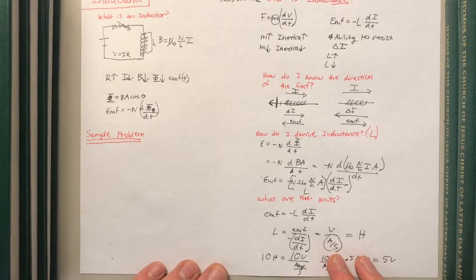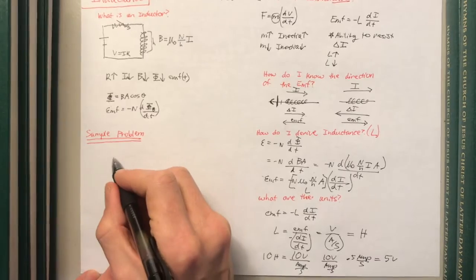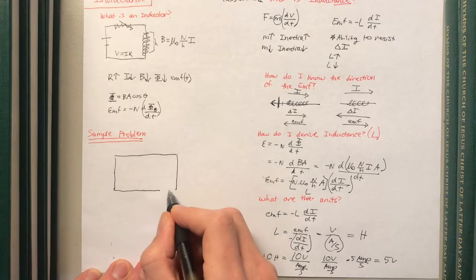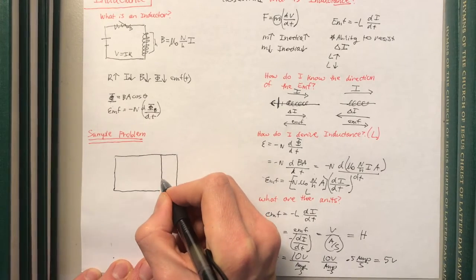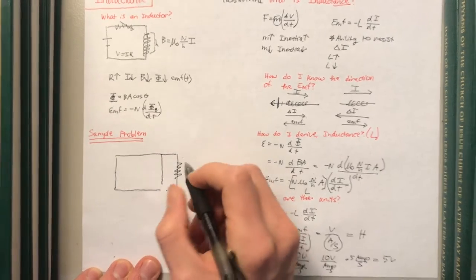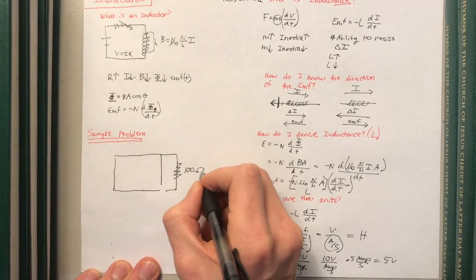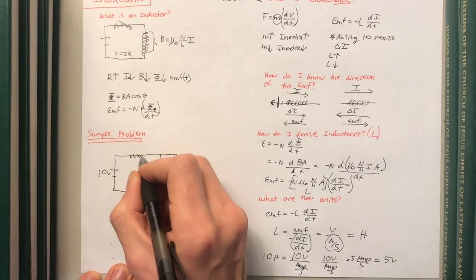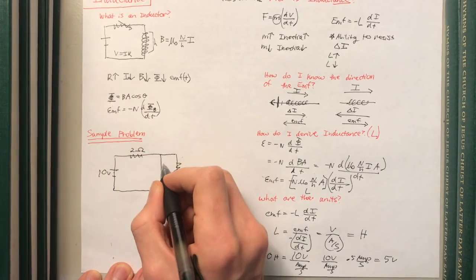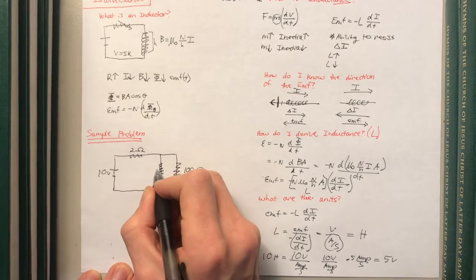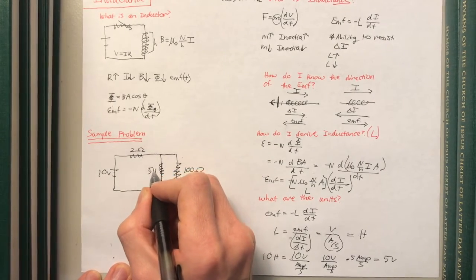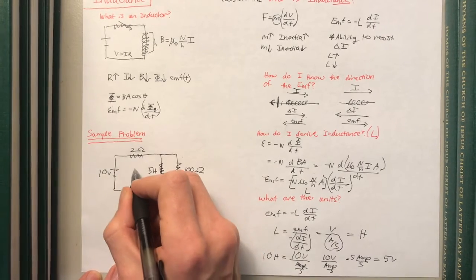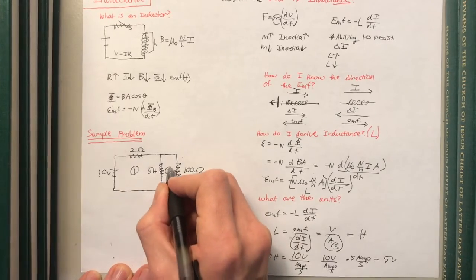Okay, let's move on to a practice example. We'll draw our circuit. We'll draw in a resistor, our battery, a resistor right here, and our inductor. We'll call that 5 henries. When we close this portion of the circuit, we'll call that 1, and this portion we'll call 2.